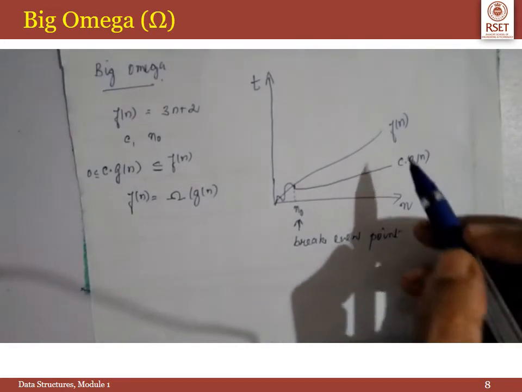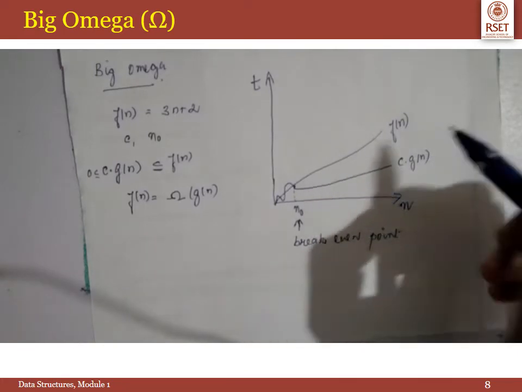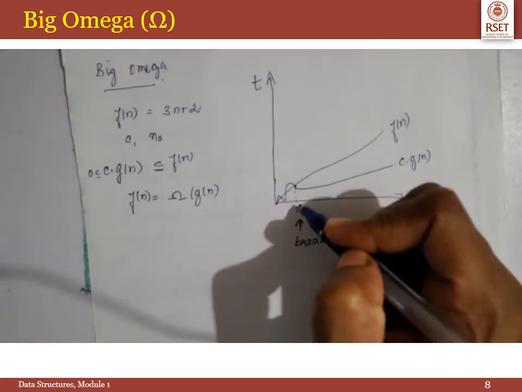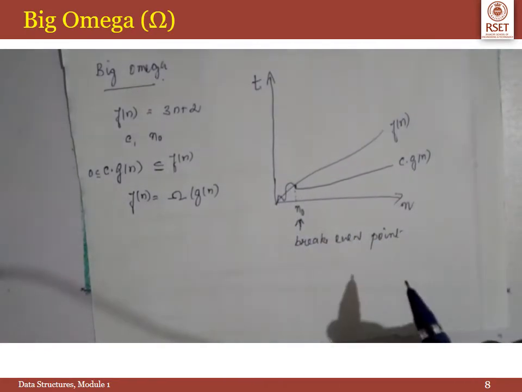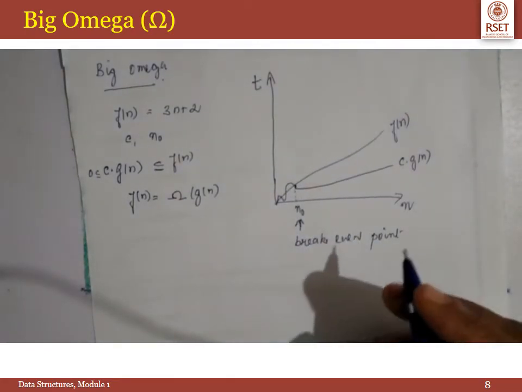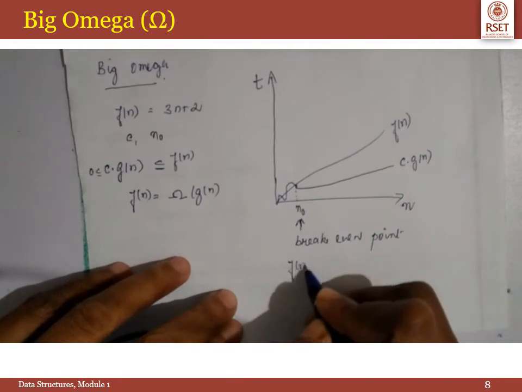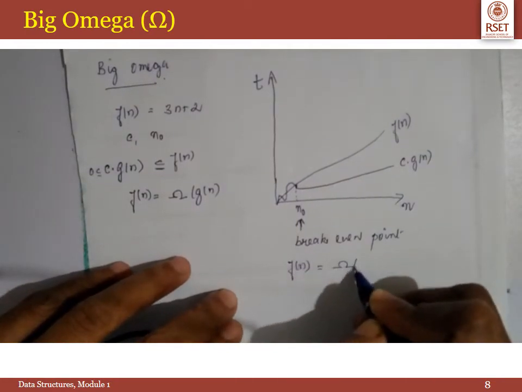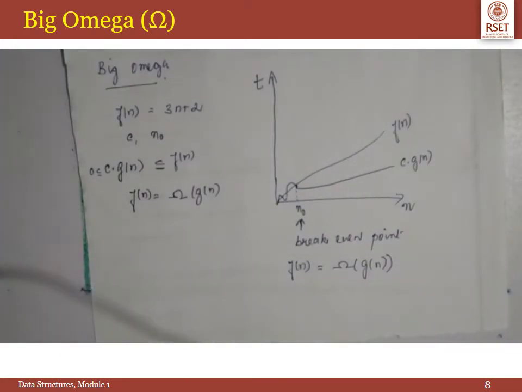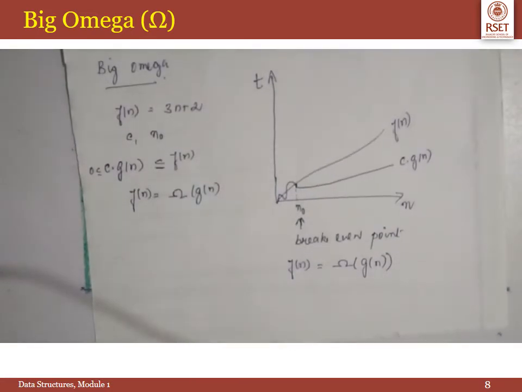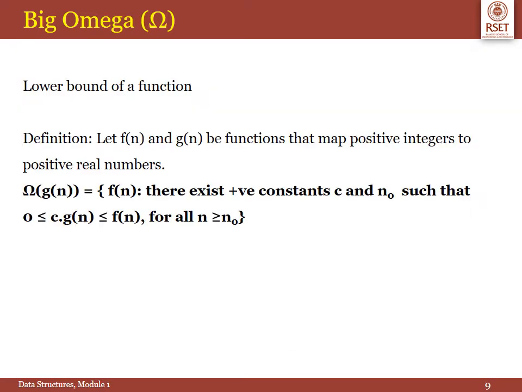So the function f(n) always lies above c times g(n) from this point onwards, right? Now if you are able to identify that, then I can write my function f of n as omega of g of n, which represents the lower bound of your function. So we found that omega represents the lower bound of a function.